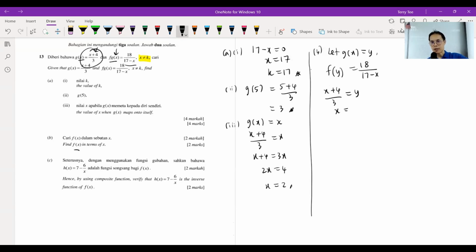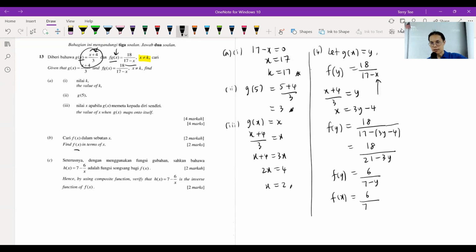Make x the subject. x is 3y minus 4. Take this, sub inside here. My f(y) is therefore 18 over 17 minus x, which is 3y minus 4. Now, this will give us 18 over 17 plus 4, 21, minus 3y. Notice I can divide top and bottom by 3. I get 6 over 7 minus y. If your f(y) is 6 over 7 minus y, your f(x) is 6 over 7 minus x. We say x cannot be 7.